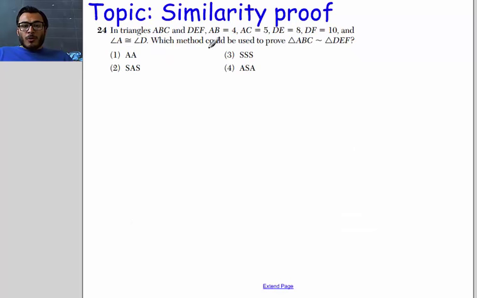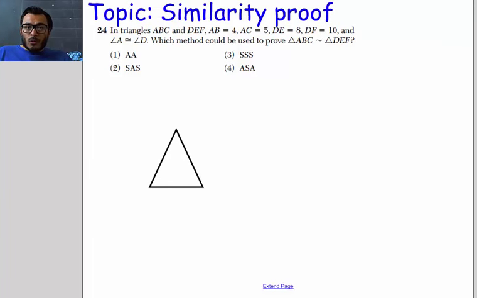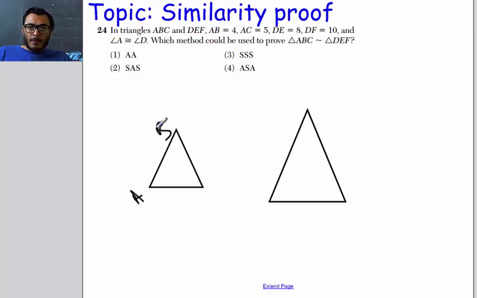Number 24, in triangles ABC and DEF. So let's go ahead and draw two triangles not drawn to scale. So we got triangle ABC, and we got triangle DEF. And here's what it says. It says AB is 4. It says AC is 5. And it says DF is 10. And then it said DE is 8. Forgot about DE. Okay, and then we also know that angle A is congruent to angle D.